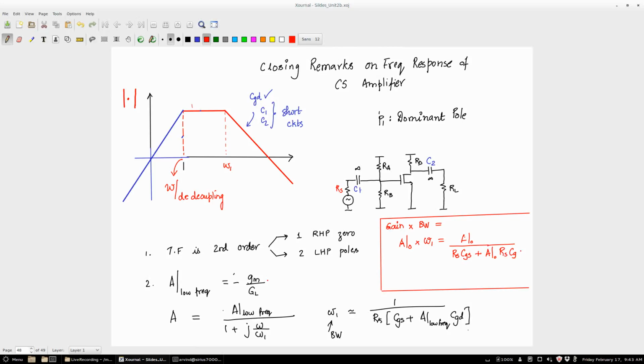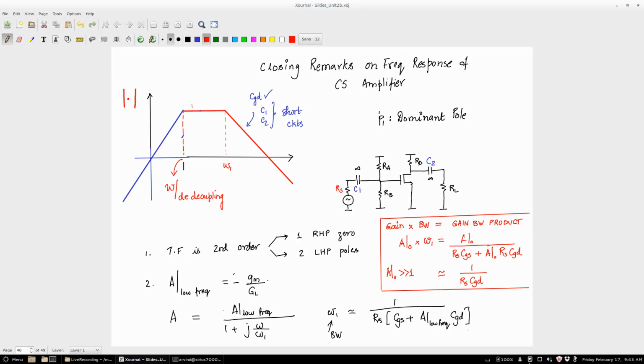That will be nothing but A0 divided by... right, A0 into omega 1. This omega 1 is nothing but 1 over RS(CGS plus (1 plus A0) CGD). Okay, and A0 is very high. What can you write about this? In the limit of A0 being greater than 1, this is going to be 1 upon RS CGD. So gain into bandwidth is called gain bandwidth product, and it's a useful metric.